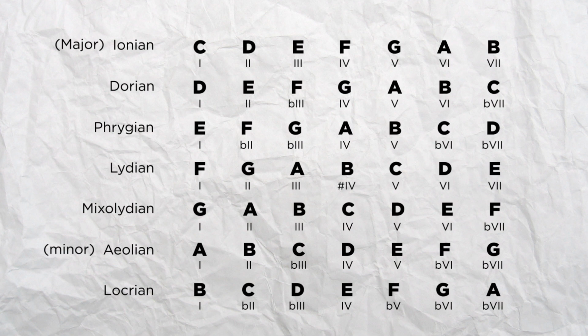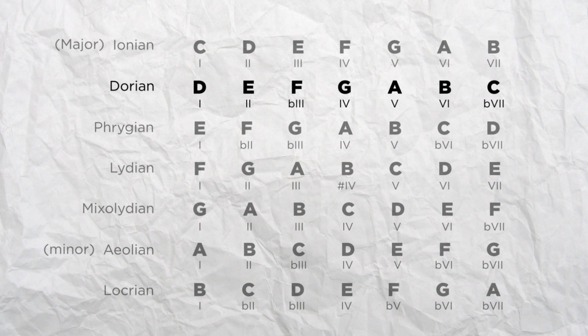So for example, we'll start with the Dorian mode. In D Dorian, the first chord will be a chord of D, and it will be made of the notes D, F, and A, which makes a chord of D minor. So the first degree of the Dorian scale will be a minor chord. The second chord will be a chord of E, and it will be made of the notes E, G, and B, which makes an E minor chord. So the second degree of a Dorian scale will be a minor chord.